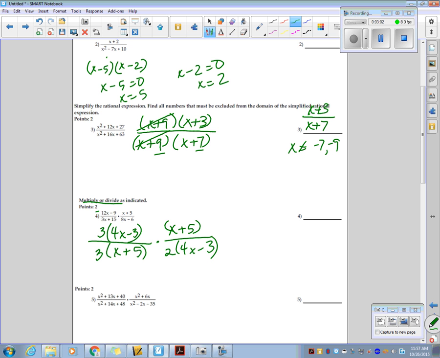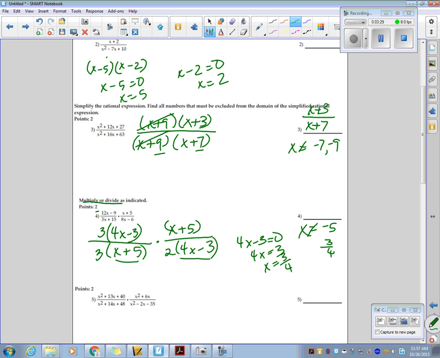So before we cancel, we want to look at the restrictions. -5 can't be one of our solutions. And the other one comes from this. If 4x minus 3 equals 0, 4x equals 3, x equals 3/4. So we have 2 restrictions. X cannot be -5, and it cannot be 3/4.